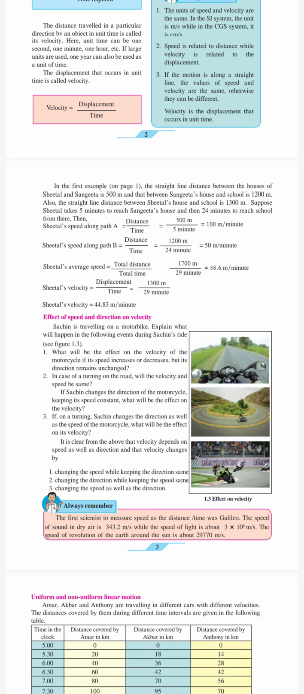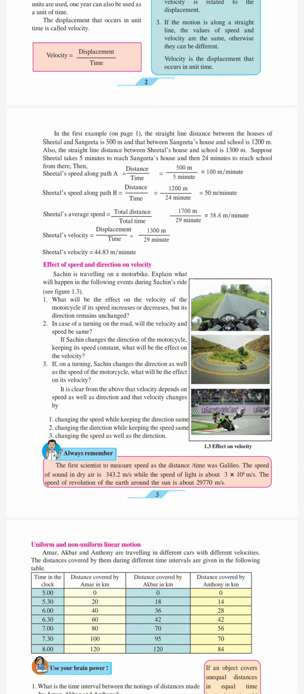Now, when the road turns, that is the case of distance, but here the speed is constant. The speed changes, and here the effect on velocity: velocity will be affected. Third one, on turning, Sachin is changing the direction and the speed also. So is there an effect on the velocity? They are asking. They have given it below. Look, first, when you are changing the speed, you have to keep the direction the same, and when you are changing the direction, you have to keep the speed the same. Otherwise you change the speed and the direction both.